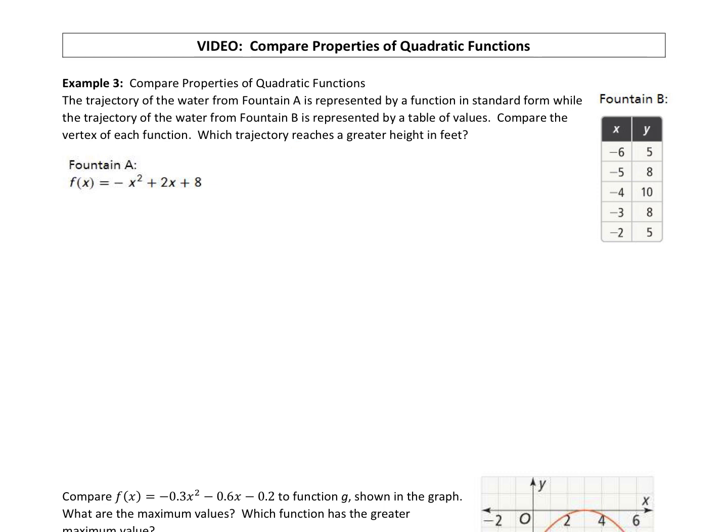All right, one thing I want to point out: fountain A has a negative a value. That means this parabola is opening down, and I think that makes sense. If you think of the pathway of a water fountain, it's coming out of the spout, goes up, comes back down. So it does model a parabola that's opening down. We have to identify the vertex of each function and then talk about the greatest height.